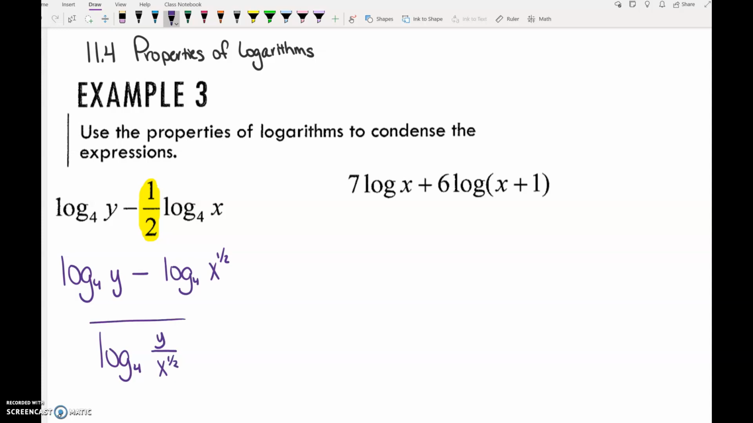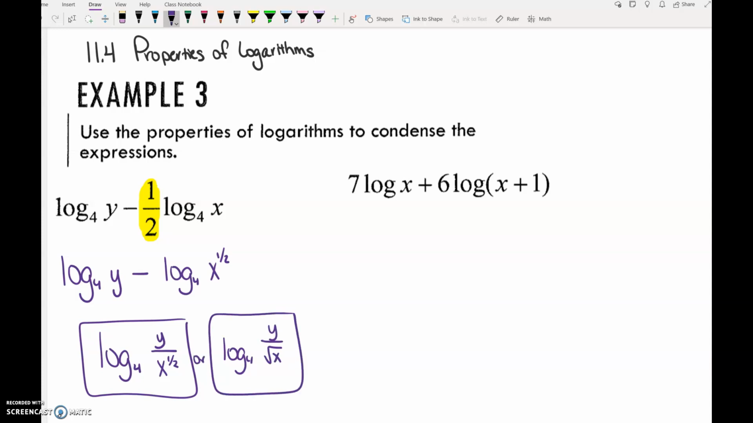Now, I would count this as a correct answer. The book would want you to rewrite this as the square root of x, because x to the 1/2 is the same as the square root of x. Either of these would be fine in my book because I'm really focusing on can you use the properties of logarithms. I don't care so much about the properties of exponents, like x to the 1/2 is the same as the square root of x.